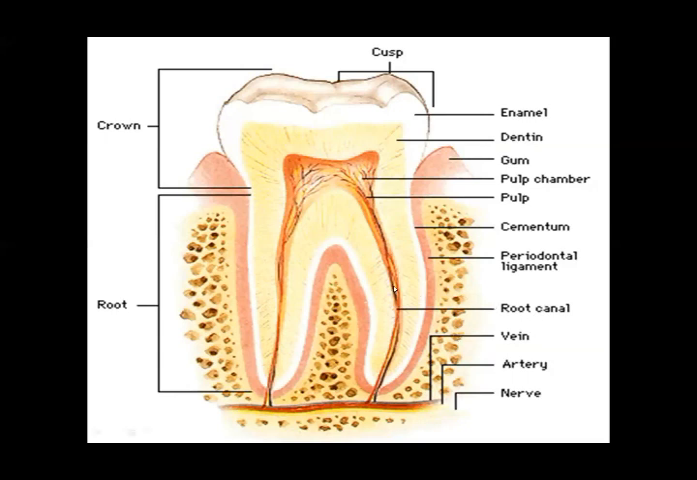This is the root canal, veins, nerves, arteries. This is the apical foramen. This one, apical foramen. This is the pulp, pulp chamber. This is the pulp horns.